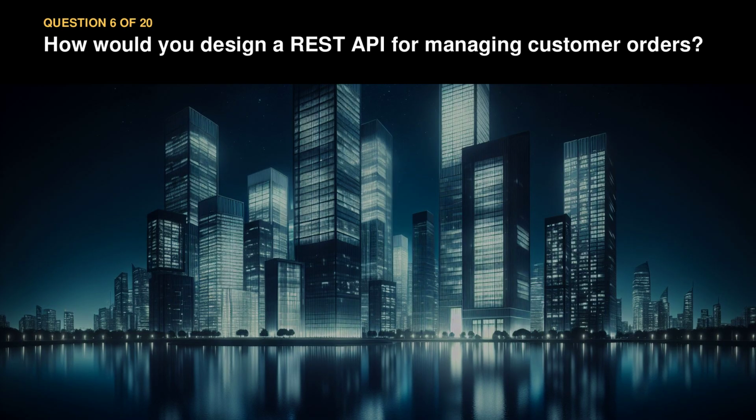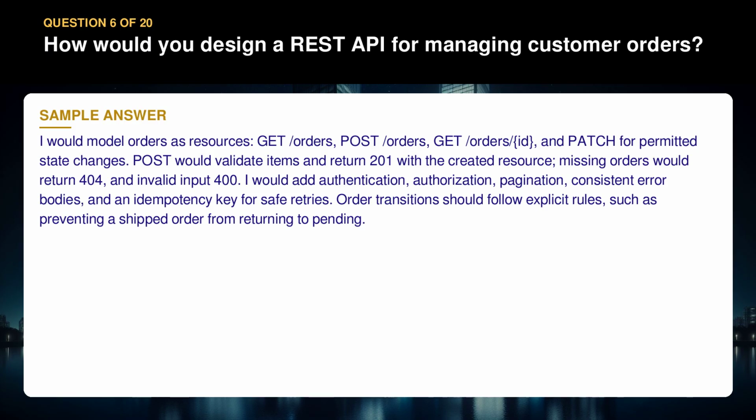Question 6. How would you design a REST API for managing customer orders? I would model orders as resources: GET /orders, POST /orders, GET /orders/{id}, and PATCH for permitted state changes. POST would validate items and return 201 with the created resource. Missing orders would return 404, and invalid input 400.